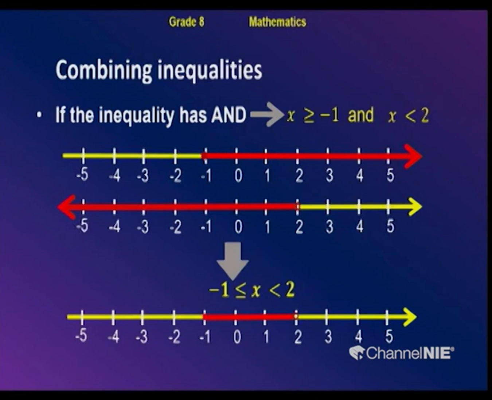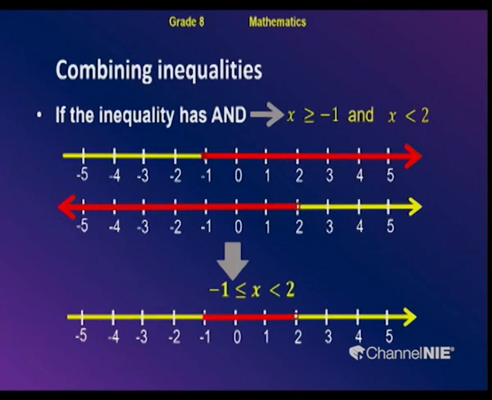Here you have to consider x is equal to minus 1. Then color this minus 1 point and use an open circle for plus 2. Closed circle for minus 1 and you have to use an open circle for plus 2.